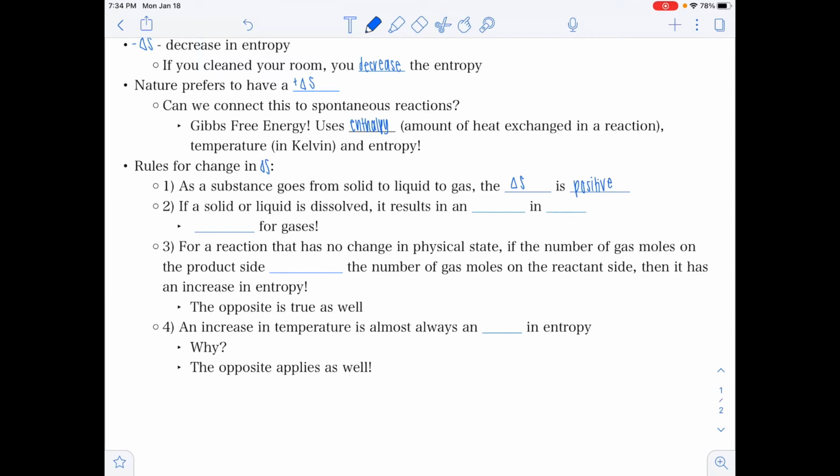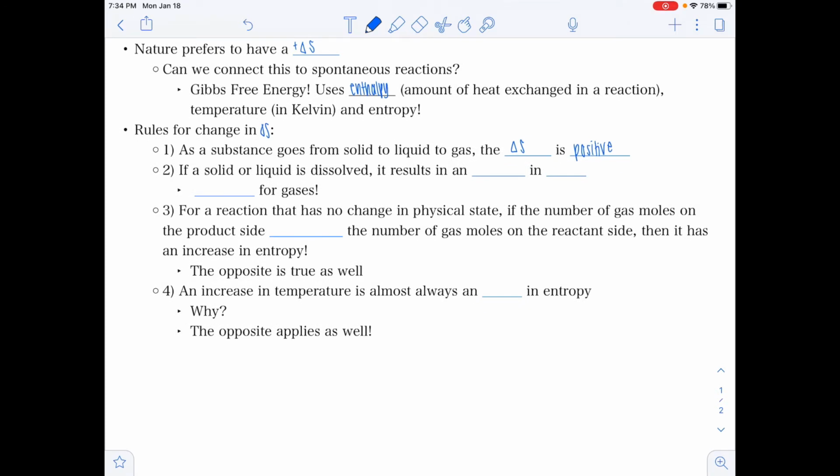And the same is true vice versa, right? If you're going from a gas to liquid to solid, these particles are kind of becoming more and more compact. So it kind of makes sense that our entropy, I said enthalpy by accident. I meant entropy. Our entropy is decreasing.